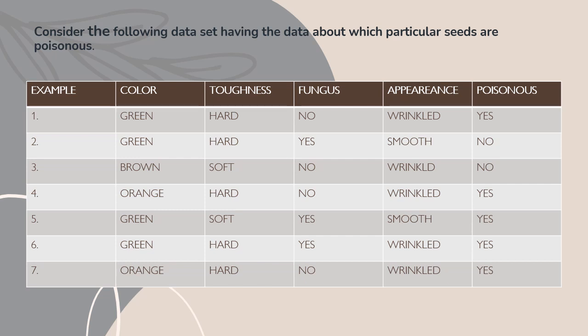Brown, soft, no, wrinkled. That is the third instance. The fourth instance is orange, hard, no, and wrinkled. The fifth instance is green, soft, yes, smooth, yes. And the sixth instance is again green, the toughness is hard, fungus is yes, and appearance is wrinkled, and the outcome is yes. And the last instance is orange, hard, no, wrinkled, yes. So this is the data set we are going to consider as an example.